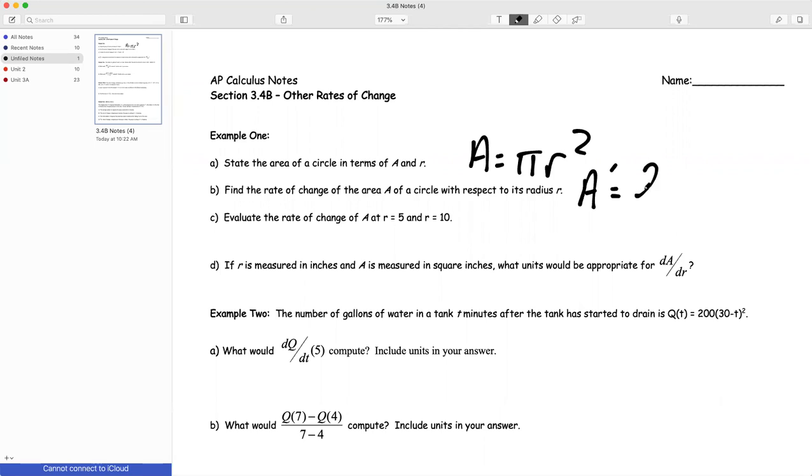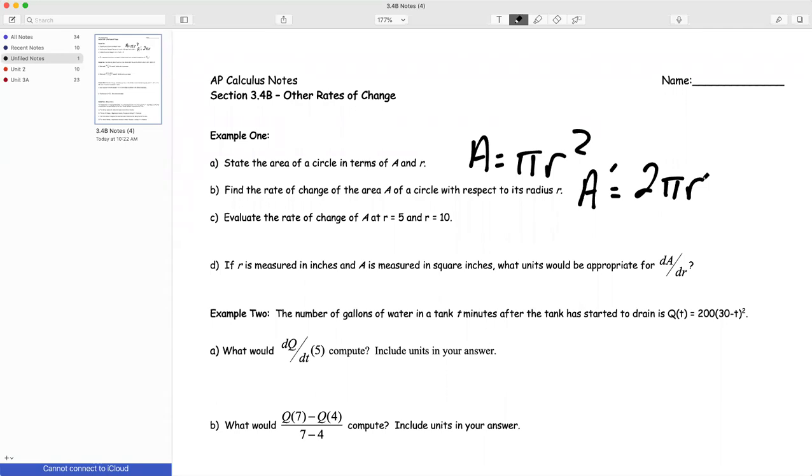2 pi r. And you can see that if we do the product rule, for example, between pi and r squared, I have pi times the derivative of r squared, which is 2r. And then the second half of the product rule is just 0 because pi is a constant. So I get A prime is equal to 2 pi r.